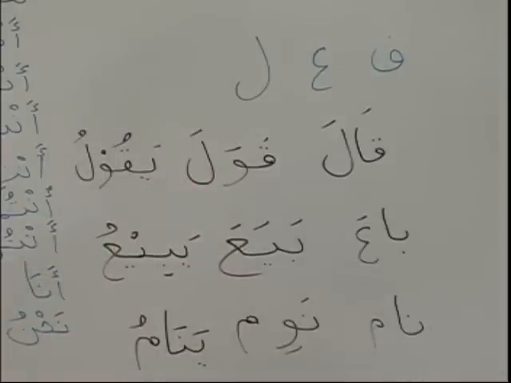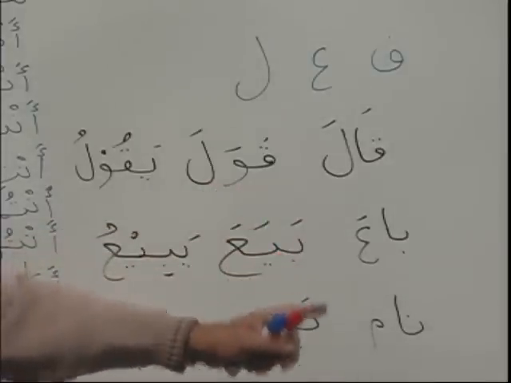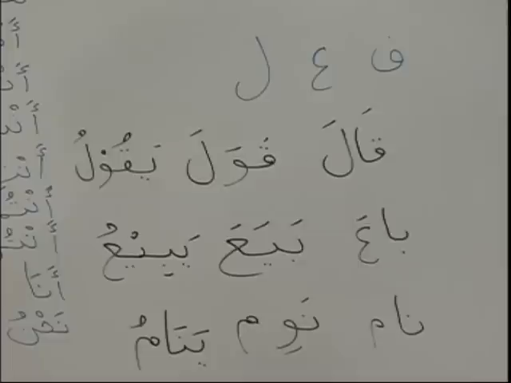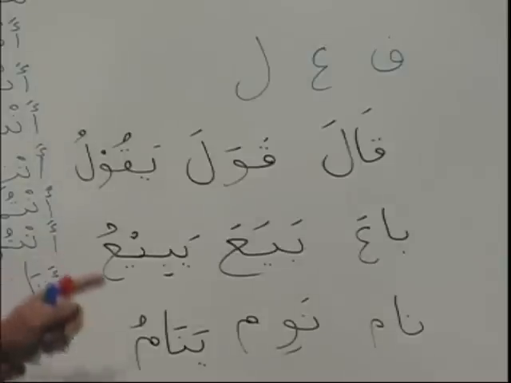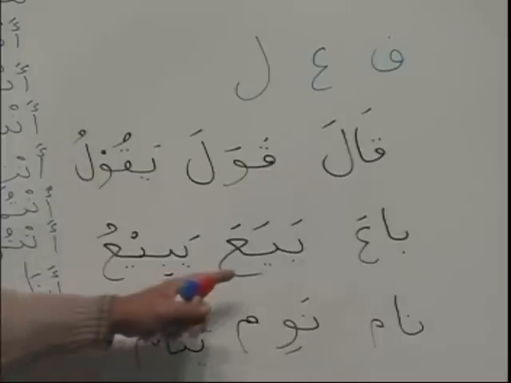Nasara yansuru. So it should have been yakvulu. It should have been. But it is not, because that's the way the changes come in the verb. Because these are weak verbs. So yakvulu became yakulu. It's all there in the key, inshallah, you'll read it.